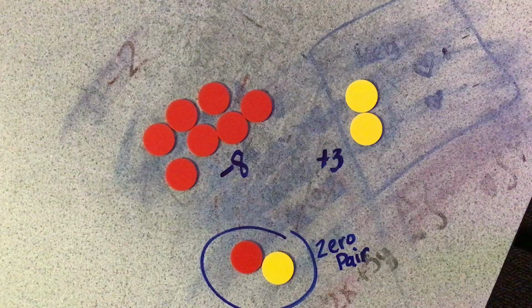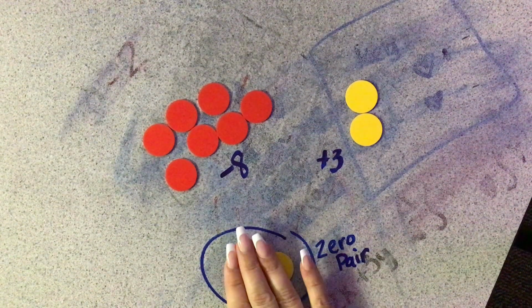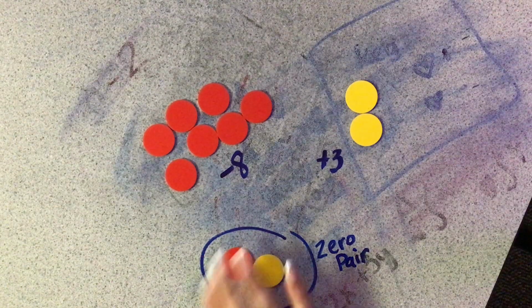Deodorant cancels out smelling bad? Yes. A mark is supposed to cancel out bad behavior. All right. So this is a zero pair. One positive and one negative. They're going to cancel each other out.